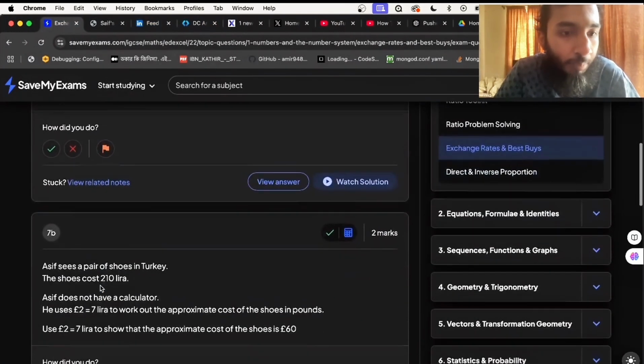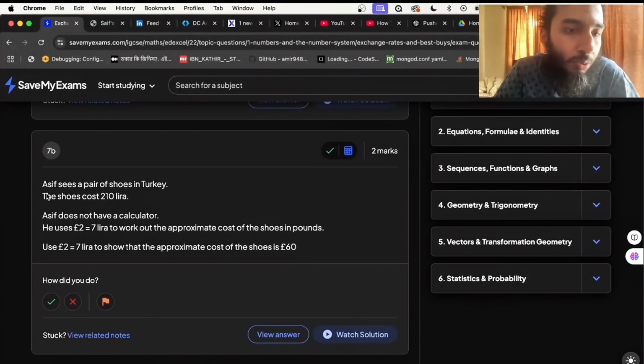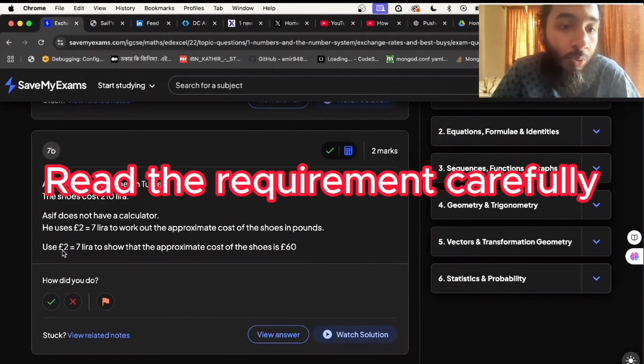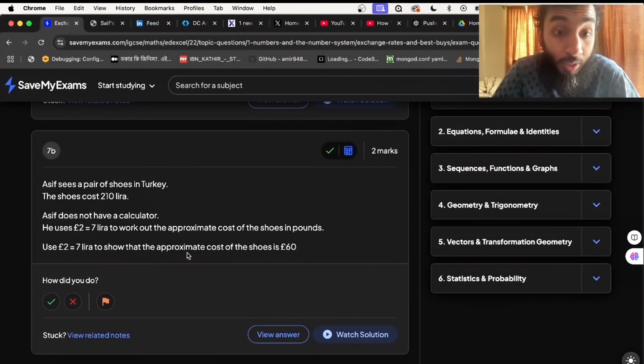And what is the second part requiring? Asif sees a pair of shoes in Turkey. The shoes cost 210 lira. Asif does not have a calculator, so he uses £2 equals 7 lira to work out the approximate cost of the shoes in pounds. So use £2 equals 7 lira to show that the approximate cost of the shoes is 60 pounds.